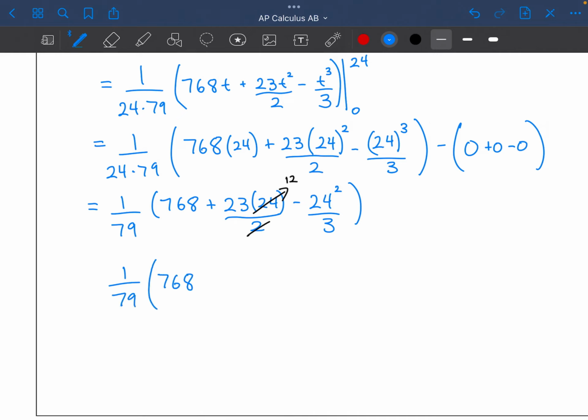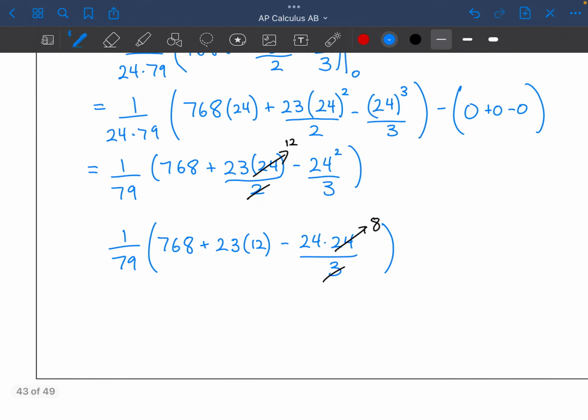I'm trying to use all my bag of tricks to make this as easy as possible. Plus 23 times 12. We'll do that in a sec. Minus, okay, really we have 24 times 24 all over 3, and we can cross cancel one of those. We can say 24 divided by 3 is 8. So really I have 24 times 8, and no division happening.